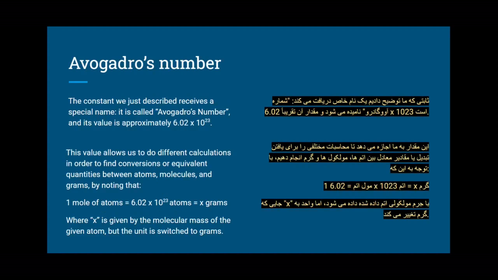Now we will discuss Avogadro's number, the constant we just described. Its value is approximately 6.02 times 10 to the 23rd power. This value allows us to do different calculations in order to find conversions or equivalent quantities between atoms, molecules, and grams, by noting that a mole of atoms equals Avogadro's number worth of atoms, which also equals the molecular mass of the given substance, except the unit is switched to grams.